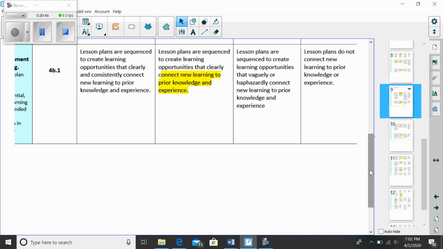So let's see, we've got connect new learning to prior knowledge and experience. So we've talked about that already, connections from lesson to lesson within your plan, but also connecting to other areas of math. So an example where you might connect is, say you're in algebra and you're teaching them to add like terms, right? And you might connect that back to the fact that every time we add anything, we need like things, right? If we're adding whole numbers, you only add the tens to the tens and the ones to the ones and the hundreds to the hundreds and so on.